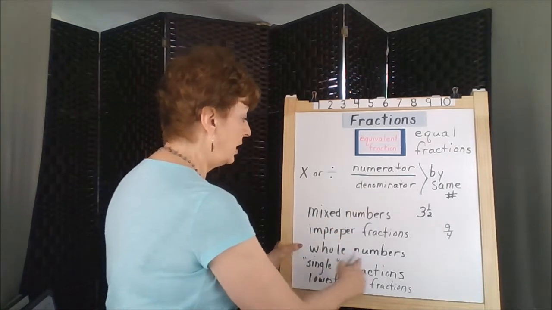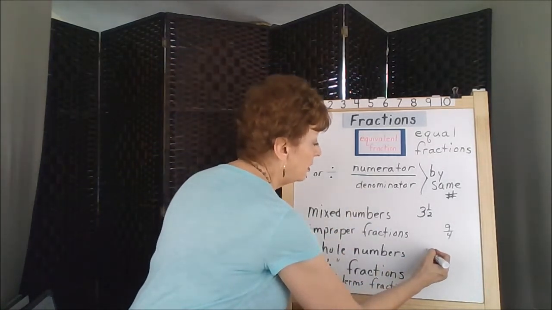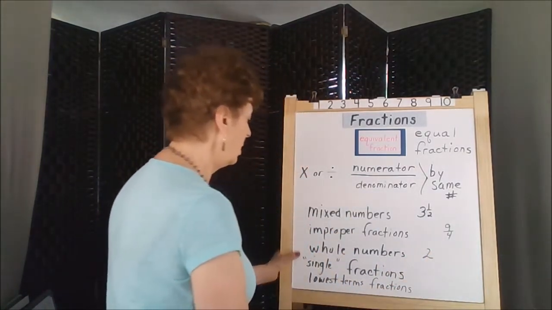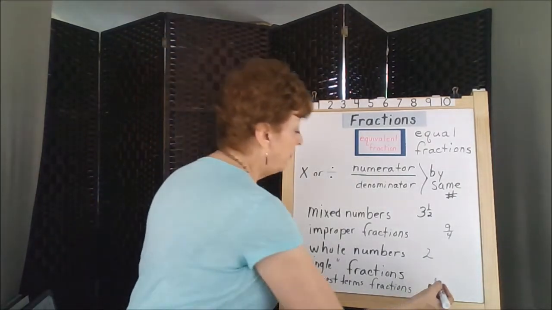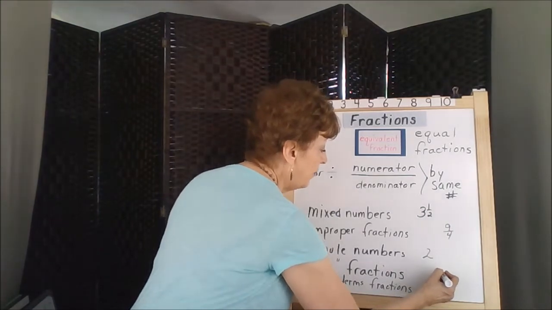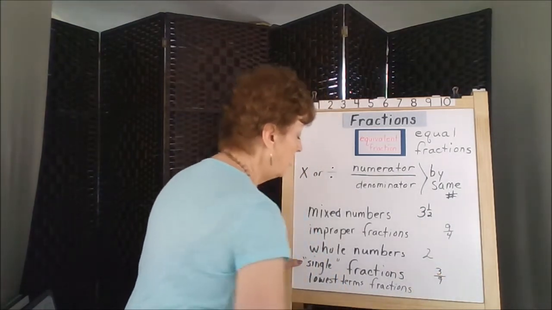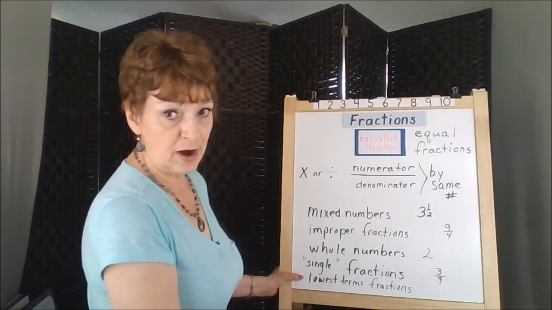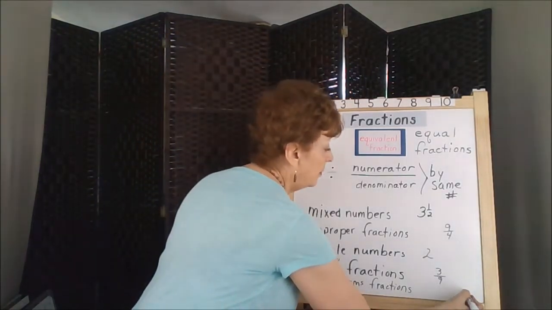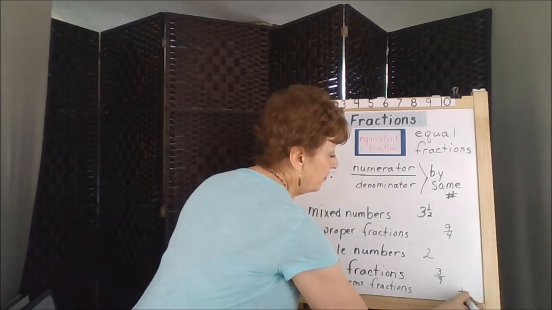This calculation can give you whole numbers, like 2, or just a single fraction without a whole number in front of it, perhaps 3/9, or a lowest terms fraction, maybe 1/3.